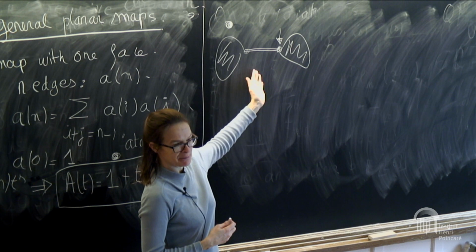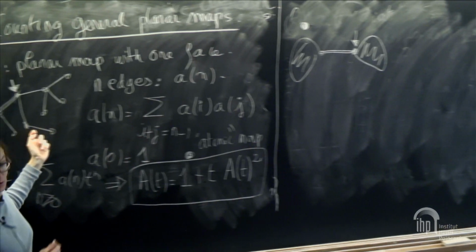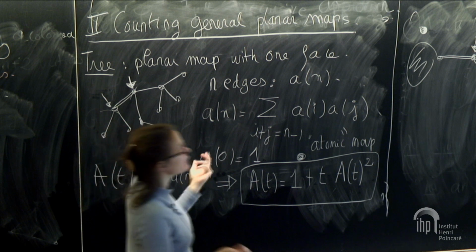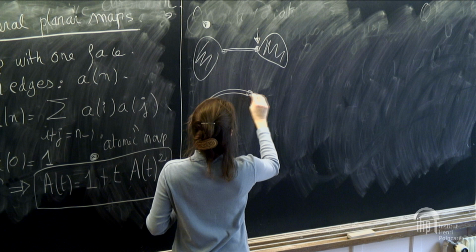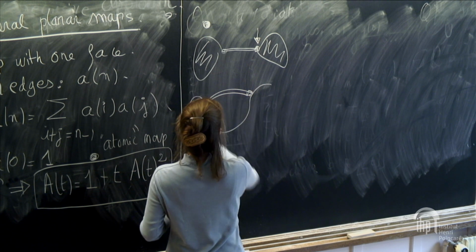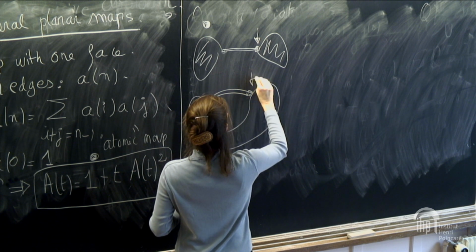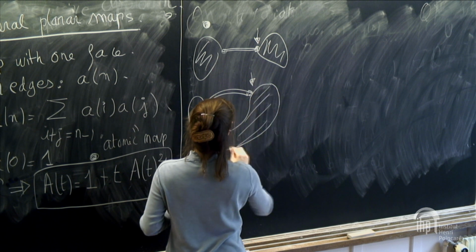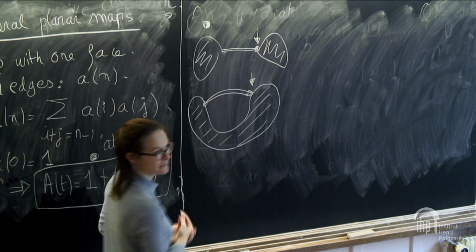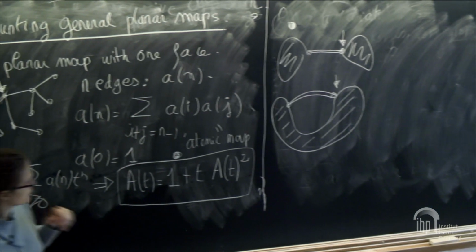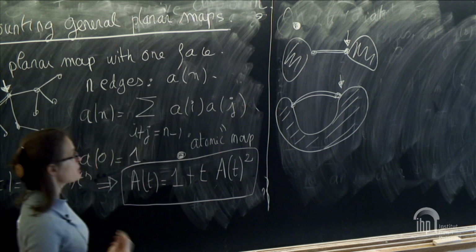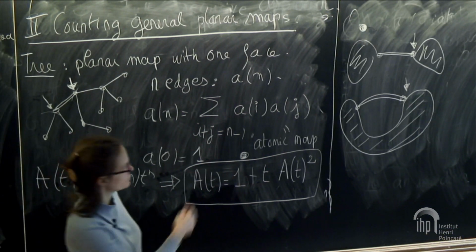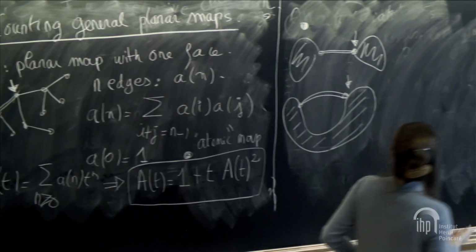Okay, so maybe the removal of this root edge disconnects the map, which is what was happening for trees. But this may not be the case, and you can have a root edge, and then when you delete it, you still get one connected component, which I usually draw like a bean like that. And so the idea is to count separately those 2 or 3 types of maps.